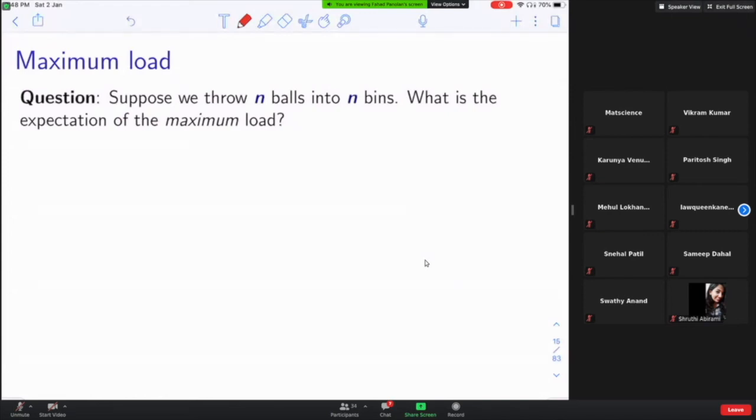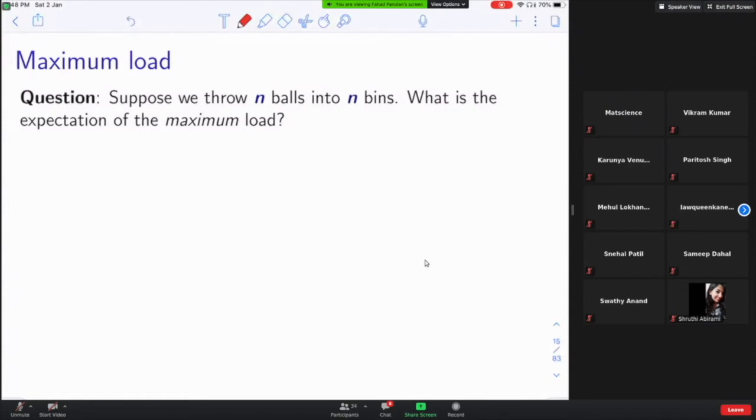Okay. Now fix i, fix j. Now I want to say, when you are going to do this random process, the ith ball you are going to throw in one of the bins. What is the probability that you will end up in the jth bin?